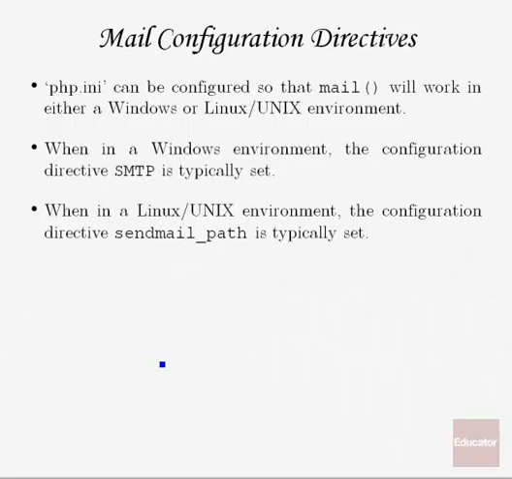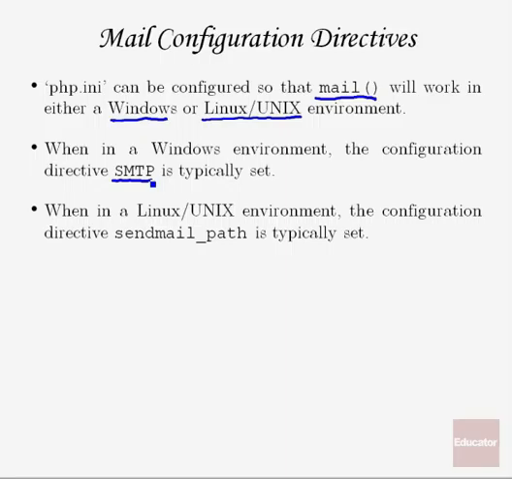Now, as mentioned, php.ini provides a number of configuration directives that allow you to configure how the mail function is going to work. The way you set the configuration directives depends on whether you're in a Windows environment or a Linux or Unix environment. Typically, when you're using a Windows environment, you're going to be setting a directive called SMTP, and that allows you to specify the name of your local email server that you're going to use to send out your messages.